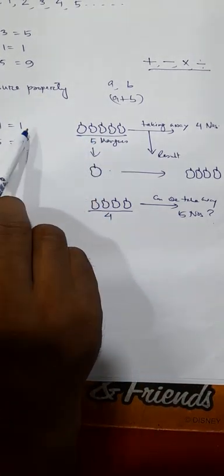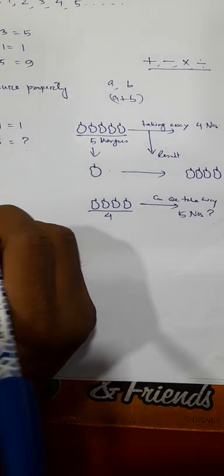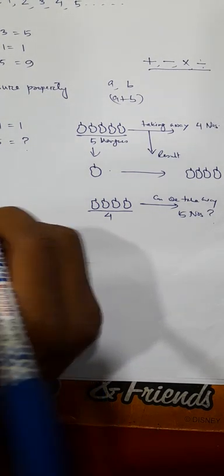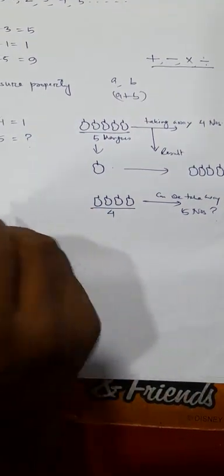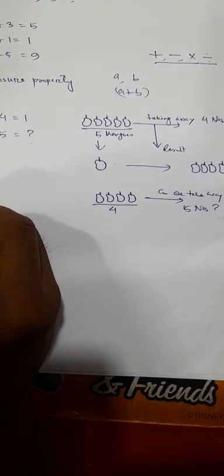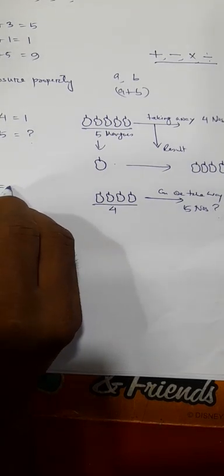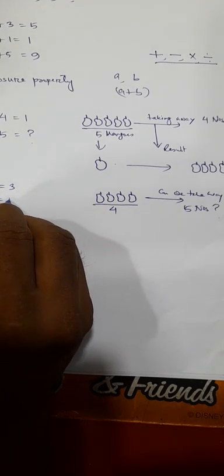Whereas 5 minus 4 is a whole number. That means the whole numbers are not closed with respect to the operation of subtraction. The difference of any two whole numbers may not always be a whole number. 8 minus 5 equals 3, but 5 minus 8 is not a whole number.